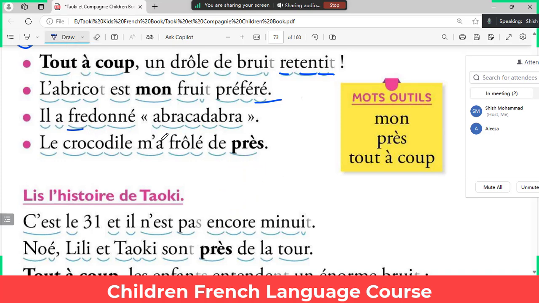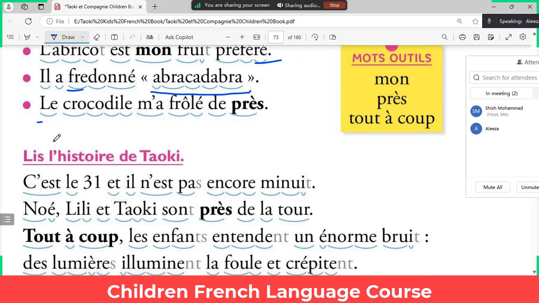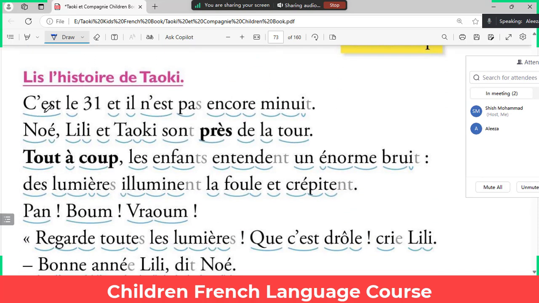Okay, then. Abracadabra. Right. So you understand this? Okay, good. Lo crocodile ma hole. Hole, yeah. Do, fe. Okay, good. Continue.